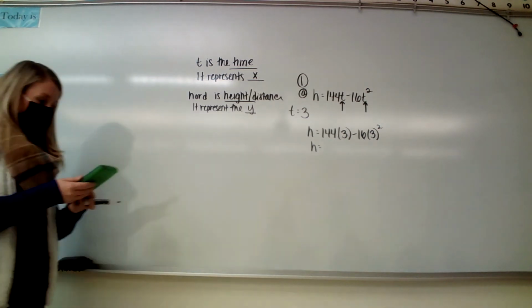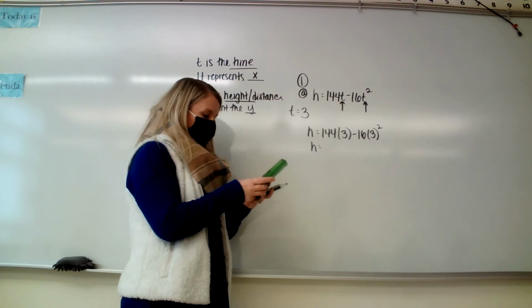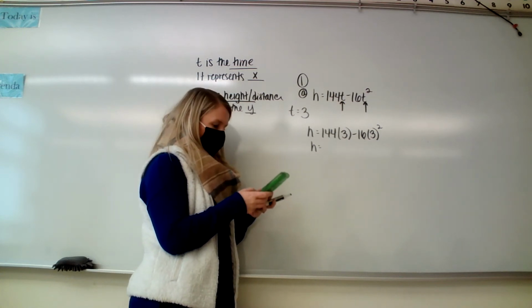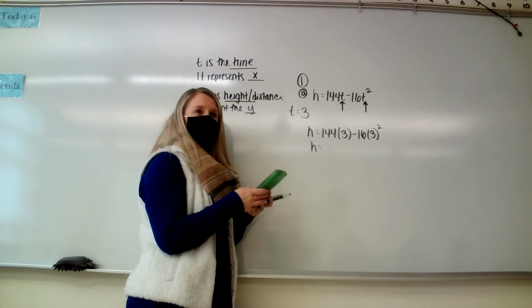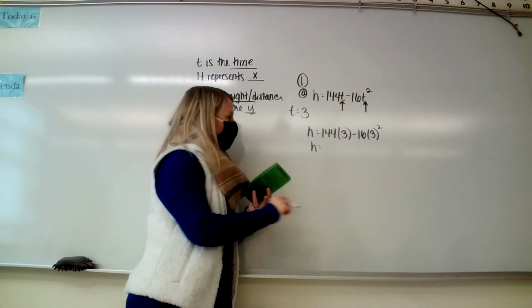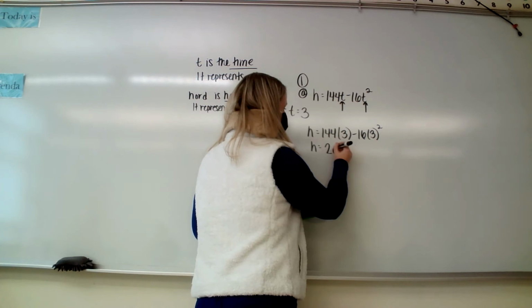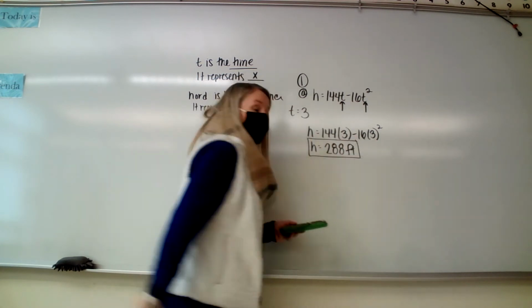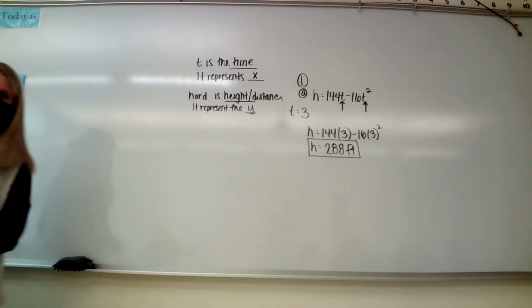I have no clue what the answer is, I'm going to be honest. Okay. 3 minus 16 times 3 squared. I got 288. Did everyone else get that? Okay, 288. We're going to label it 288 feet. So A is done. That was kind of nice. So once again, we're not killing ourselves.